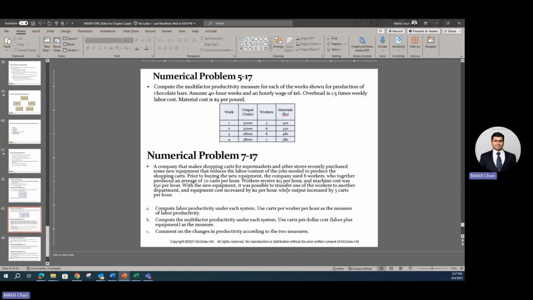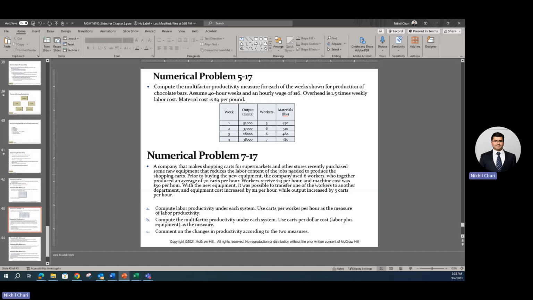The few questions that are asked: A, compute labor productivity under each system. Use carts per worker per hour as the measure of labor productivity. So that's the first one. B is compute the multi-factor productivity under each system. Use carts per dollar cost, labor plus equipment, as a measure. Okay, so clear instructions have been given. And the third question, C, is they are asking to comment on changes in productivity according to the measure. Awesome, this sounds like a very interesting problem to solve. So let's move forward.